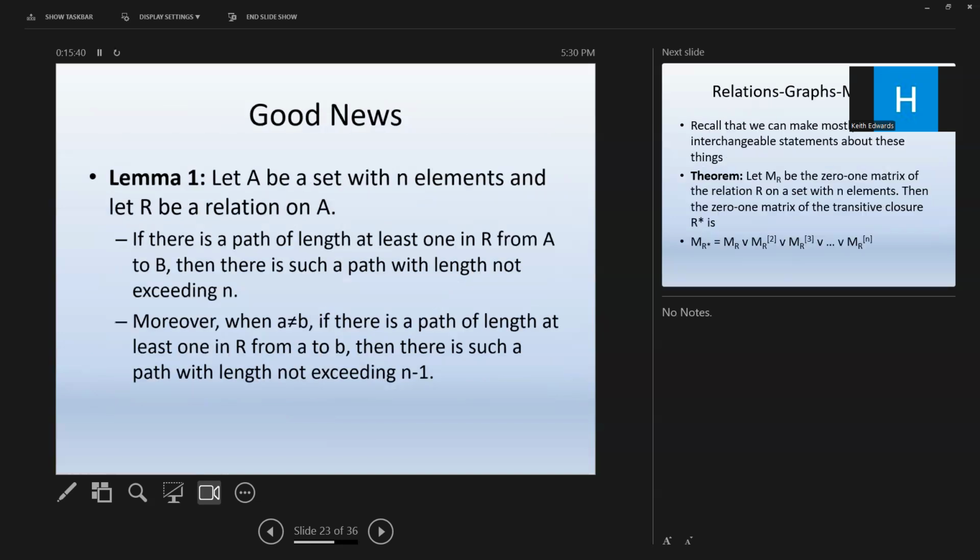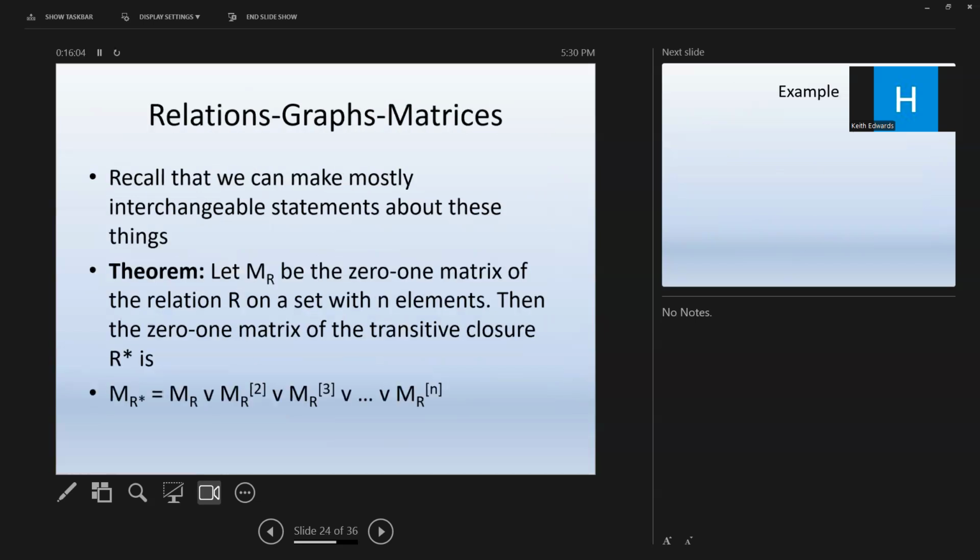So we can formalize that with Lemma 1. Let A be a set with n elements and let R be a relation on A. If there's a path of length at least 1 in R from A to B, then there's such a path with length not exceeding n. Moreover, when A is not equal to B, if there's a path of length at least 1 in R from A to B, then there's such a path with length not exceeding n minus 1.